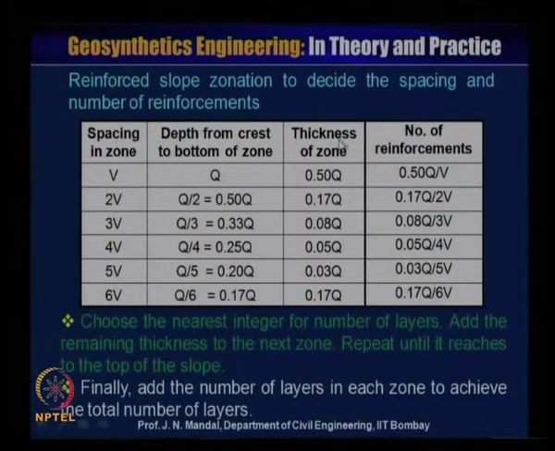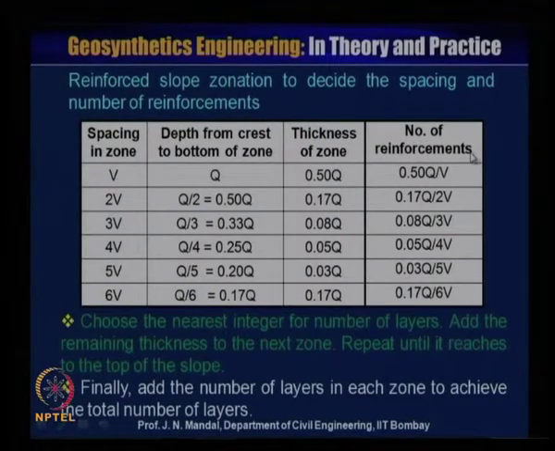Then what will be the thickness of the zone? It will be 0.5 Q, and then 0.17 Q, that is 0.50 minus 0.33 Q. Similarly, 0.33 minus 0.25 Q gives 0.08 Q, 0.25 Q minus 0.20 Q gives 0.05 Q, 0.20 Q minus 0.17 Q gives 0.03 Q, and this is 0.17 Q. This is the thickness of the zone.